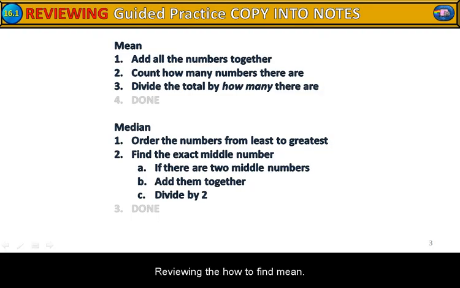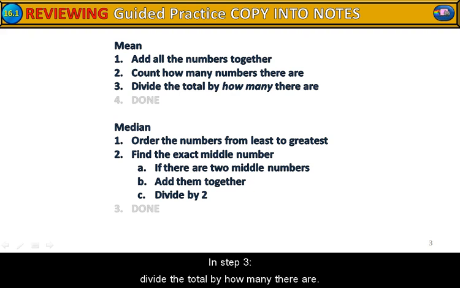Reviewing how to find mean. Step 1. Add all the numbers together. Step 2. Count how many numbers there are. And step 3. Divide the total by how many there are. That's how you find mean.